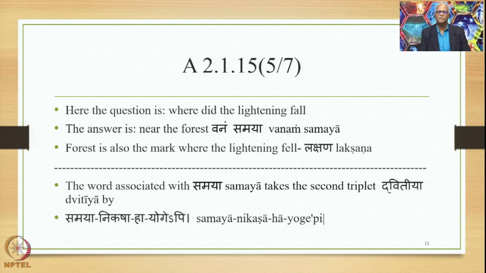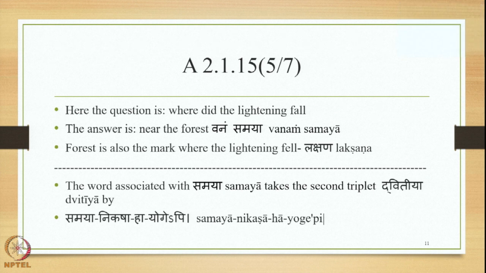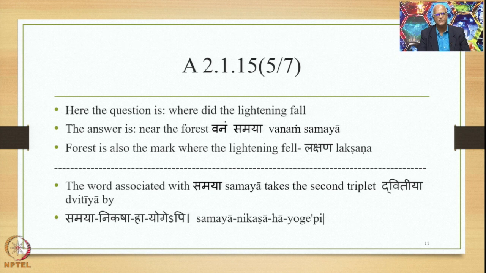To explain it further, we can say that the question is, where did the lightning fall? The answer is near the forest, vanam samaya. So forest is also the mark where the lightning fell, that is lakshana. So the word associated with samaya takes the second case or dvitiya vibhakti. This is what is stated by some of the traditional statements in the Paninian grammatical tradition. Although Panini never explicitly stated the dvitiya vibhakti associated with samaya, the statement which says this is the following: samaya nikasha hayogepi. This is the statement which allows the dvitiya vibhakti to be added after the word whose meaning is associated with the meaning of the word samaya, and also nikasha and also ha.